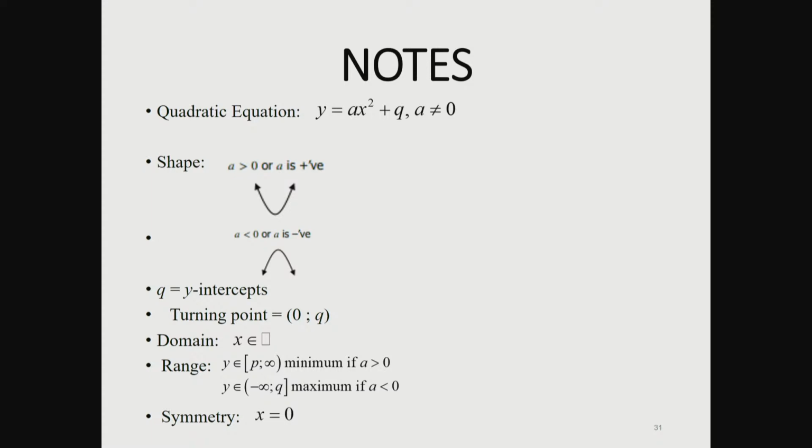I said to you, if a is greater than 0, it means a is positive, then you have a happy face. Your graph's arms will open up, and that is why we say concave up. Then if a is less than 0, you remember very well when you talk of negative numbers, then the graph will face down. Keep that in mind. Look at the coefficient of x squared. If it's positive, the graph is a happy face, concave up. If it's negative, then the graph is concave down.